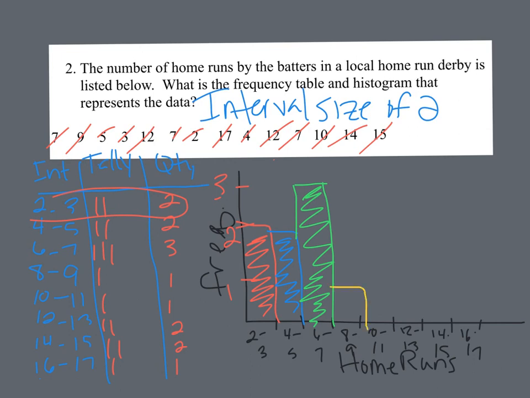Oops, too far. All right, 10 to 11 is also 1. 12 to 13 is 2. 14 to 15 is 2. And then the last one was 1. Okay, and then there's your frequency table.